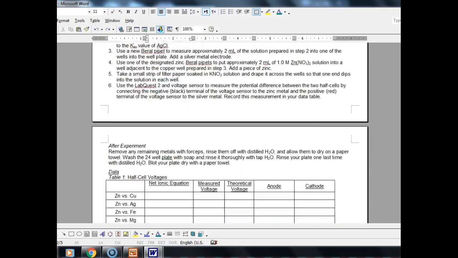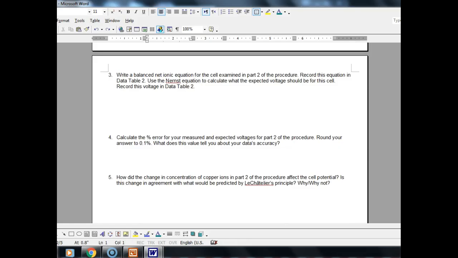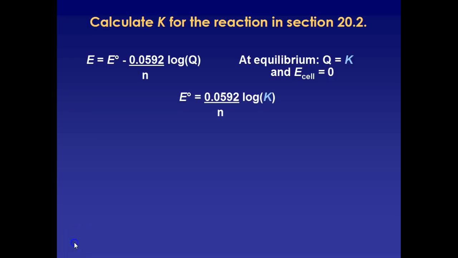Okay? Once you have calculated what it should be, you're going to compare it to what you actually got by calculating percent error, and we're going to see how close they were. So it says, how did the change in copper ions affect the cell potential? Did it increase it? Did it decrease it? Does this make sense based on Le Chatelier's principle, and why or why not?